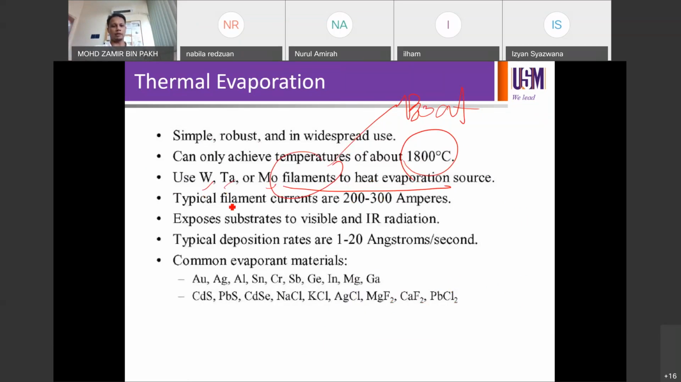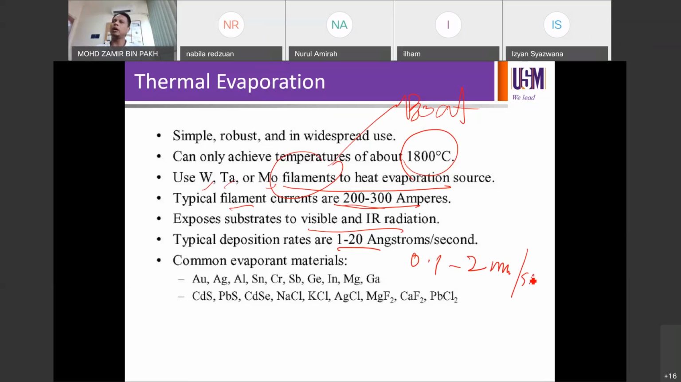The filament or the boat can handle up to 200 to 300 amperes of current. This is very high. Typically, we don't go up to this level. It exposes the substrate to visible and IR radiation during the evaporation process. So you can see the color, right? So it's visible and a bit of IR as well, some heat. Typical deposition rate is 1 to 20 angstrom per second. That's like 0.1 to 2 nanometer if you want to convert into nanometer.